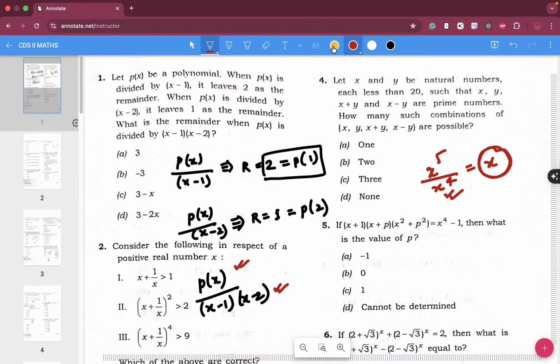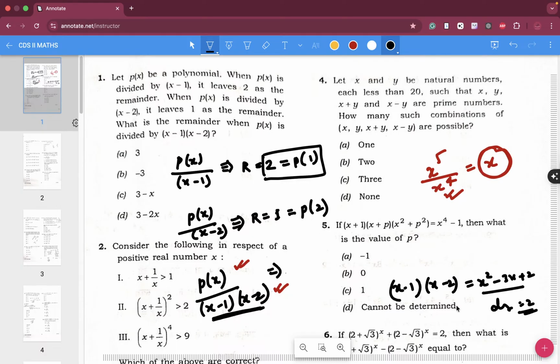Which means we don't know what the remainder is going to be, so we are assuming a remainder whose degree is less than the divisor's degree. If you open x minus 1 into x minus 2, it will be x square minus 3x plus 2. So the degree is 2, like ax square plus bx plus c. So we are assuming the remainder to be ax plus b.